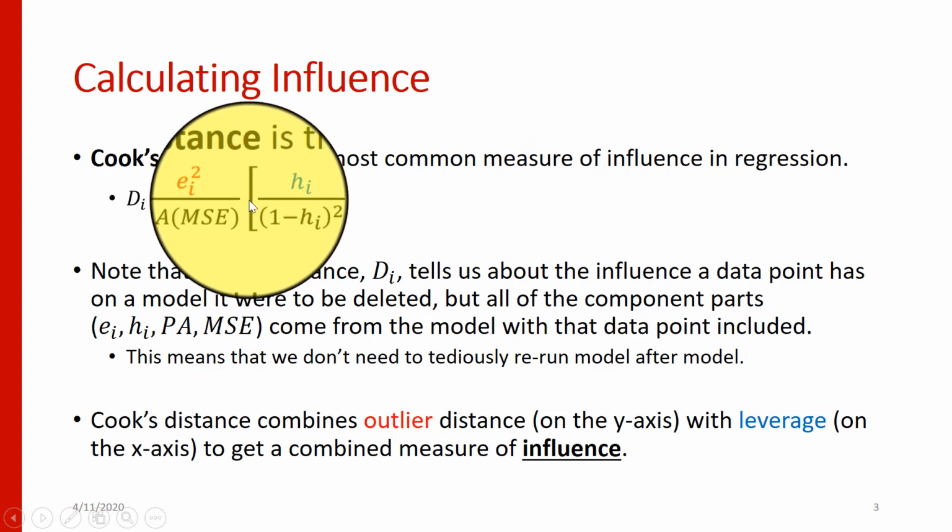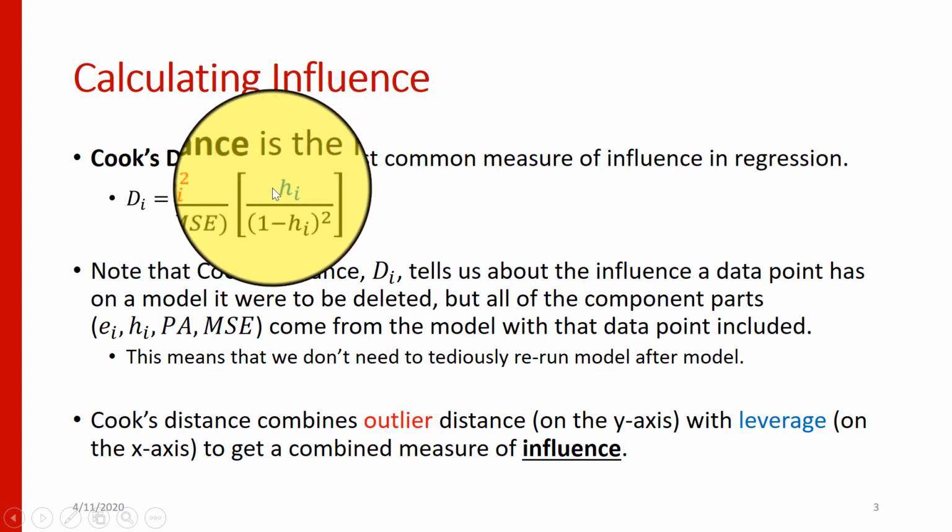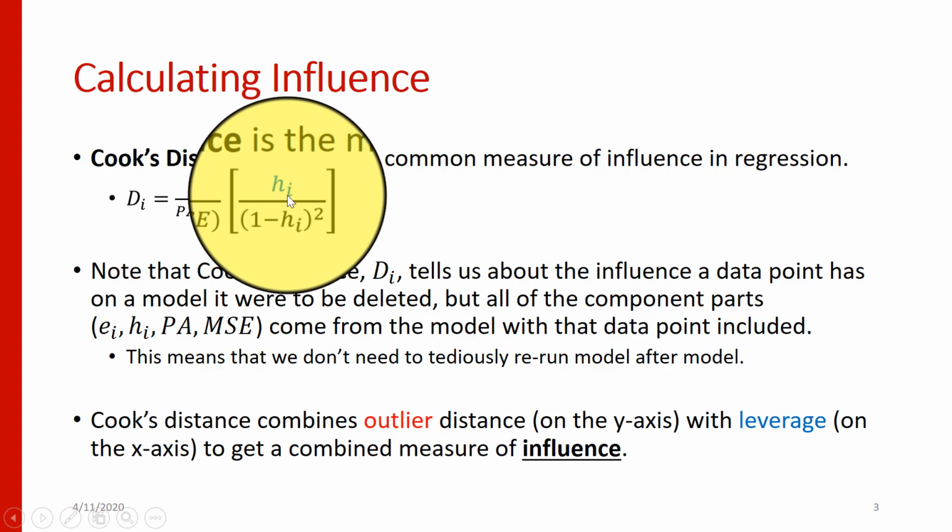And then we're multiplying that quantity by our leverage, which tells us about how much of a deviant this value is on X. So this is combining extremeness in Y with extremeness in X. The variables that will have the largest effect are going to have large leverage and be large outliers. If you deviate a lot in both of those directions, you're going to have a lot of influence on the model and ultimately be shaping the final parameter estimates and the statistical significance of those parameter estimates that we get. So Cook's distance combines this outlier distance with the leverage to get a combined measure of influence.